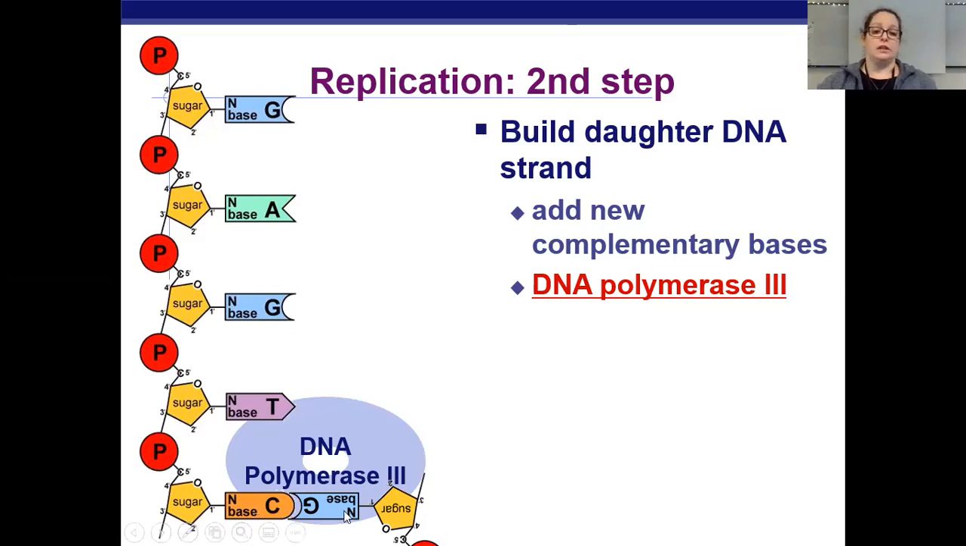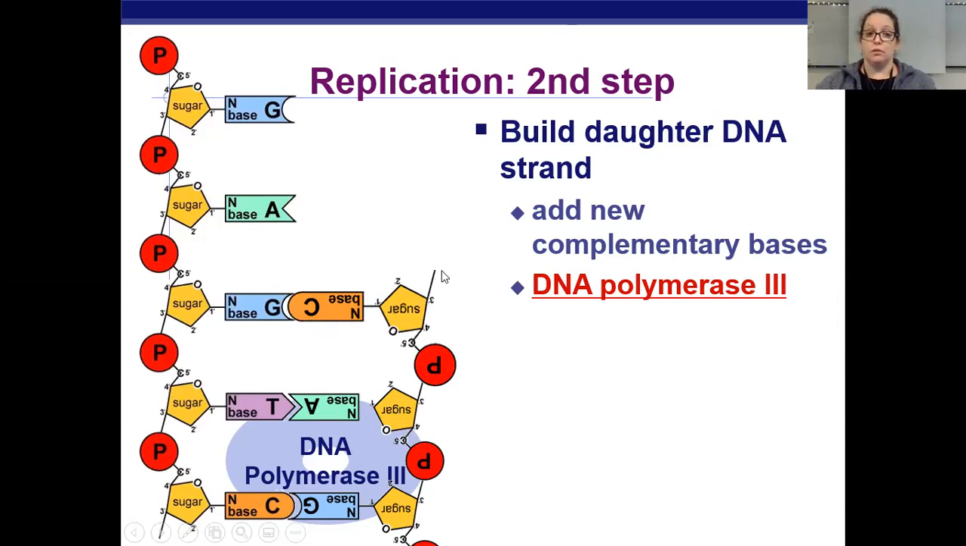And then it adds bases. So if you have a C, you're going to add a G. If you have a T, you're going to add an A. And please note that the DNA polymerase is building in the 3' to 5' direction here, because you can only add on to the free 3' carbon. And so if you have a guanine, you put a cytosine. If you have an adenine, you put a thymine. If I have a guanine, I'm going to add a cytosine.